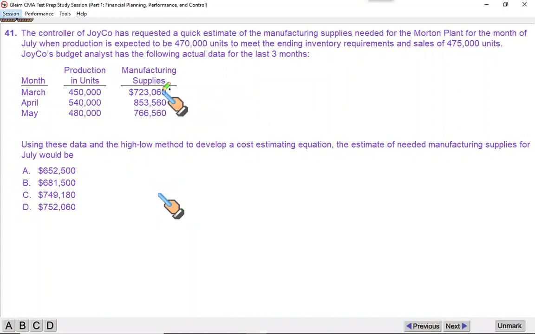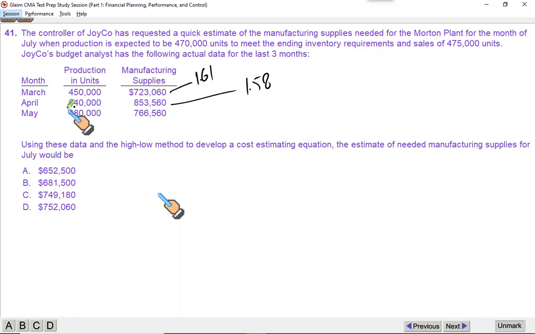I'm going to divide 723,060 upon 450,000. This gives me a per unit cost of 1.61. Manufacturing supply cost per unit is 1.61. When the activity is increased, this number should fall. Let's see, 853,560 divided by 540,000. It fell to 1.58.